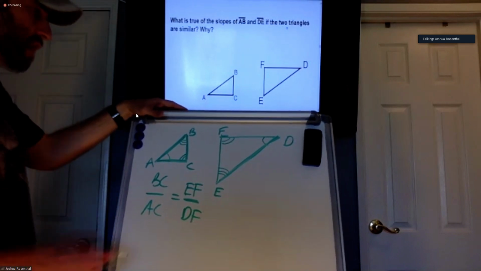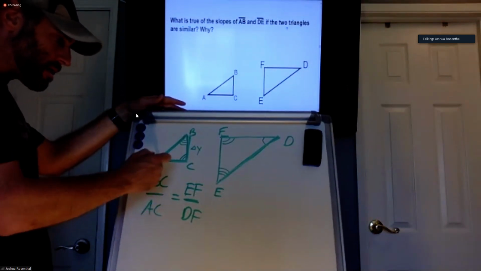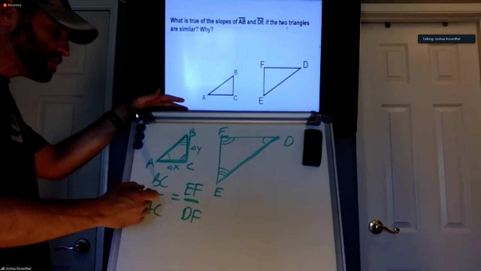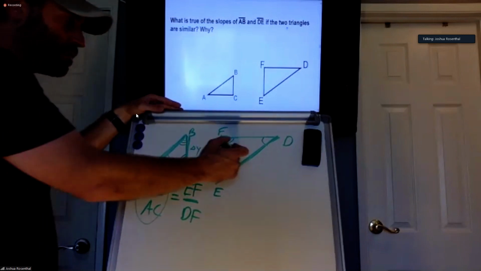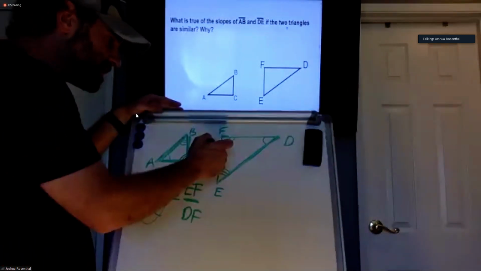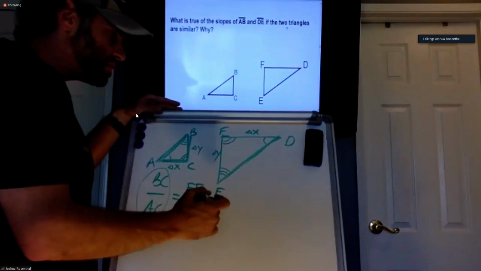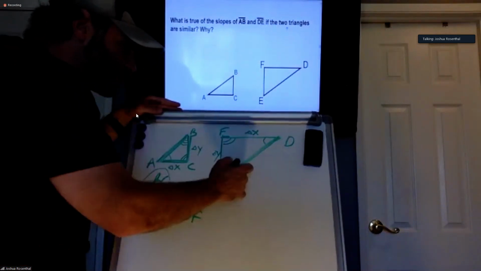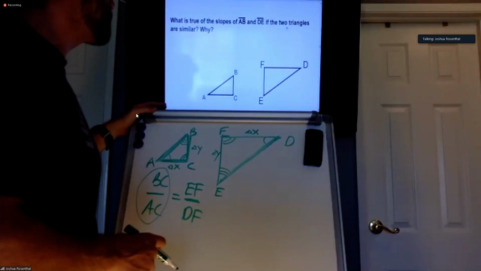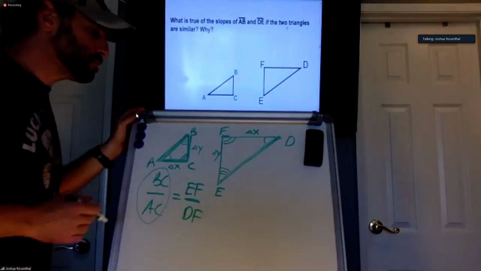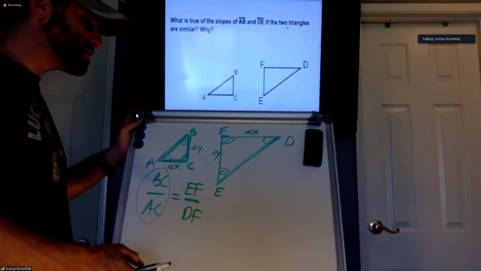But if you look at what those are, BC is vertical change. AC on the bottom is horizontal change. This is the slope of this line. If you look here, EF is vertical change. DF is horizontal change, which is the slope of this line. So what is true of the slopes of AB and DE if the 2 triangles are similar? What's true is the slopes are congruent. Why? Because the ratios of corresponding sides are equal.